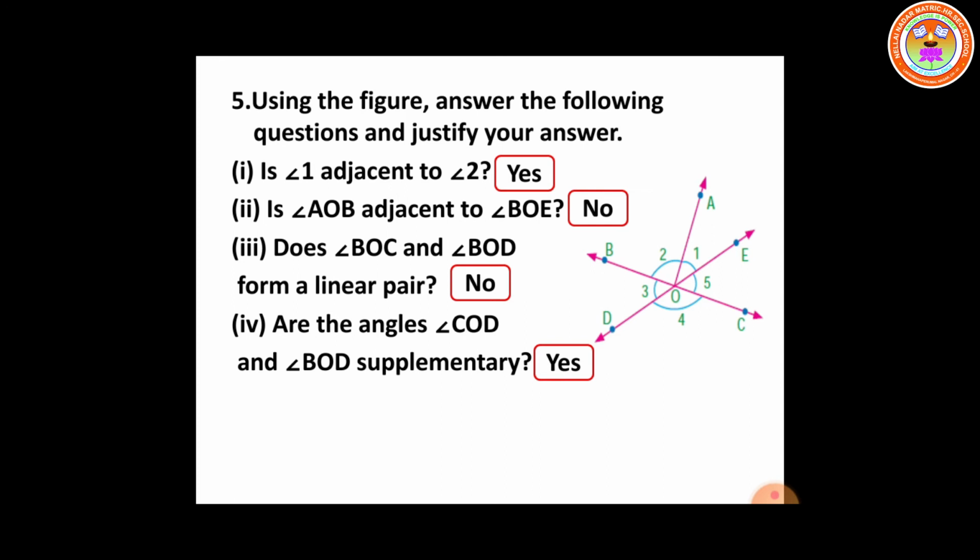Next, fifth question, is angle 3 vertically opposite to angle 1? So no. The reason: angle 3 and angle 1 are not formed by intersecting lines. So they are not vertically opposite angles. Can you understand all of you? Next, move on to the next sum.